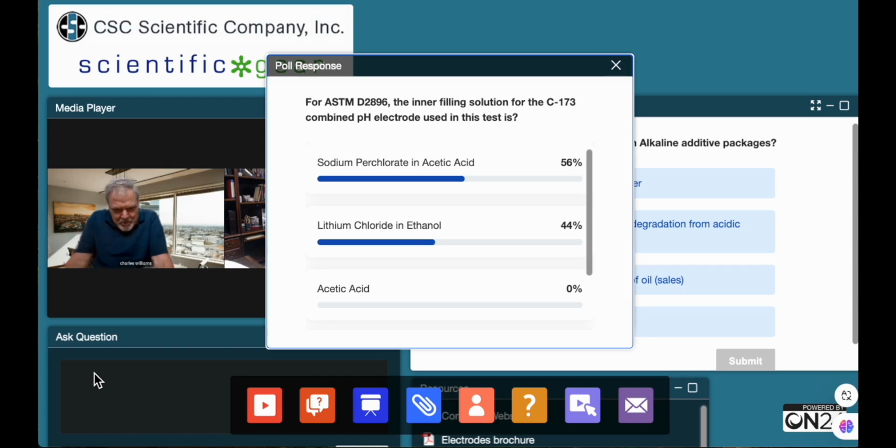You can do it. Give it some more time here. What do you think it is? Treated with alkaline additive packages. Come on, let's get a few more answers in here. I can see the answers rolling in. We're doing well.